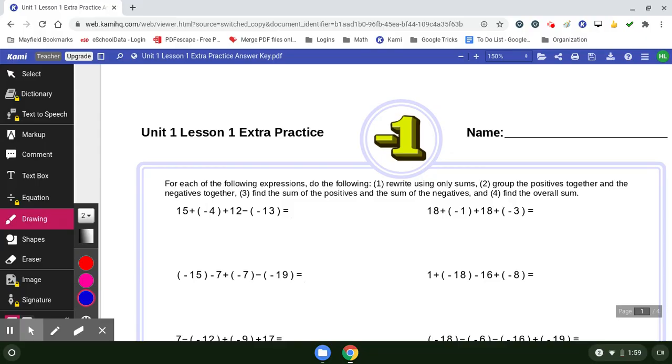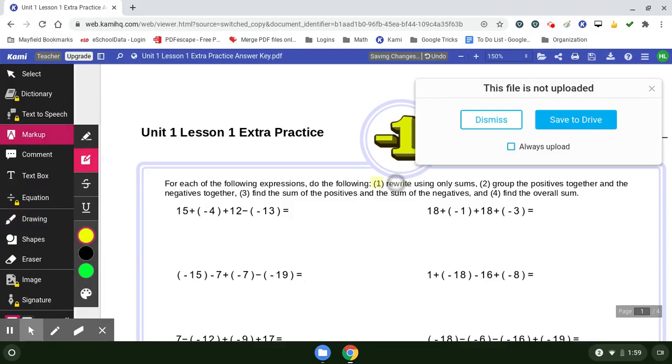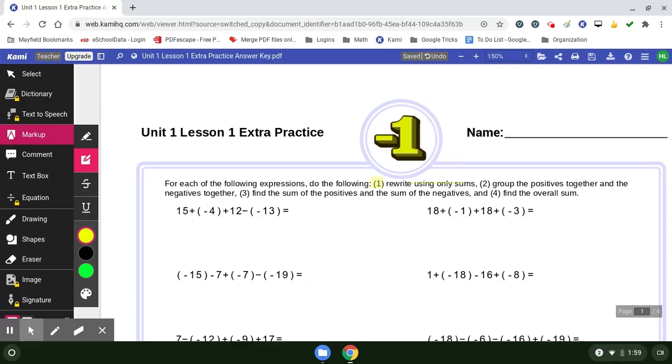So there's 4 steps that you have to follow for these problems in the directions. You have to rewrite using only sums. You have to group the positives together and the negatives together. You have to find the sum of the positives and the sum of the negatives, and then you have to find the overall sum. Okay? So we have 4 steps that we have to follow.